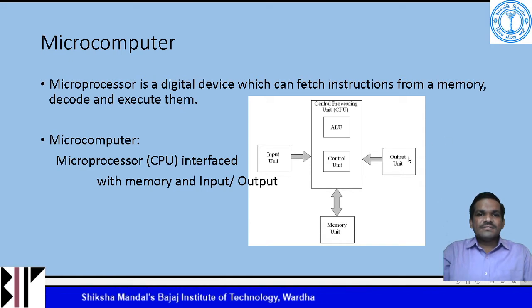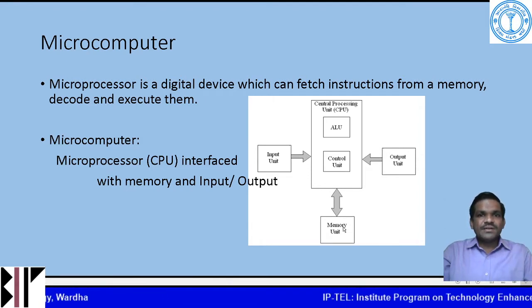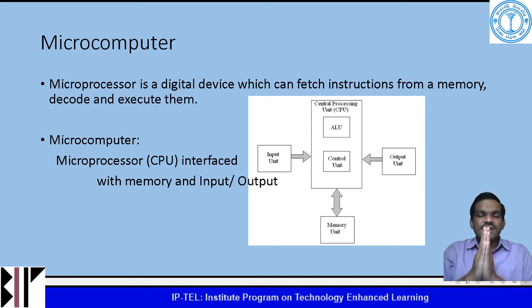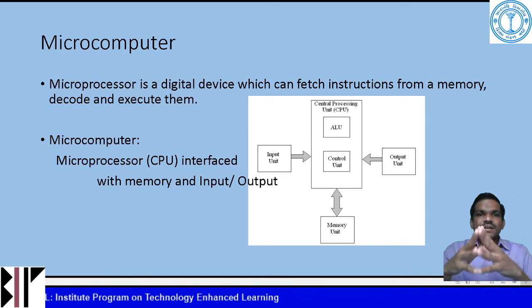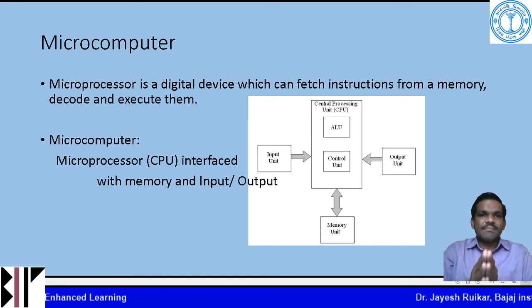Then the function of the memory unit. The memory unit of a digital computer consists of devices which are capable of storing information in terms of read-only memory, that is ROM, and random access memory, that is RAM.